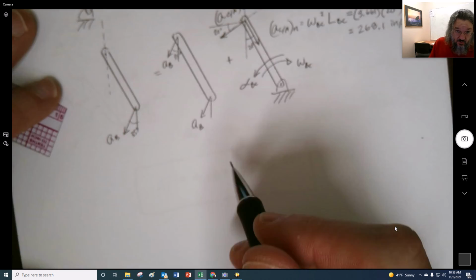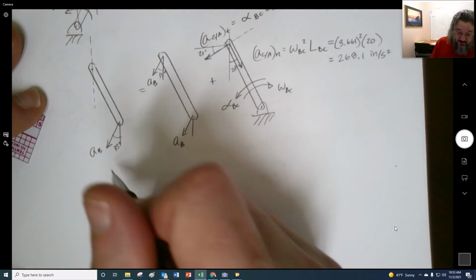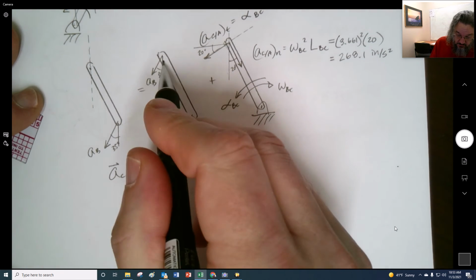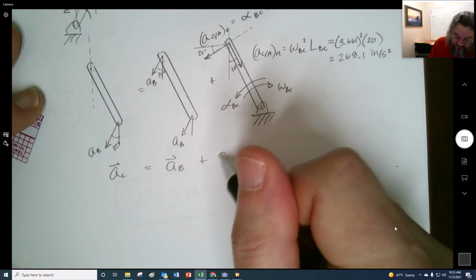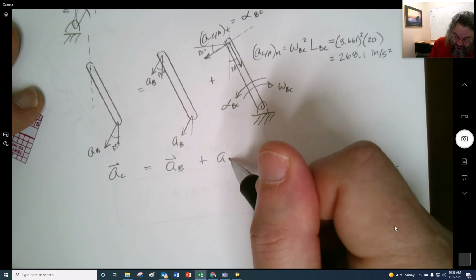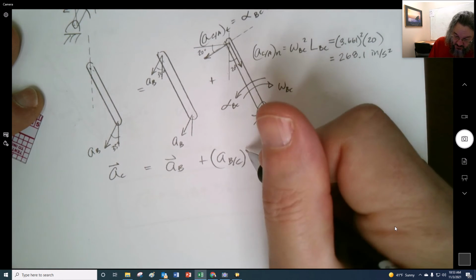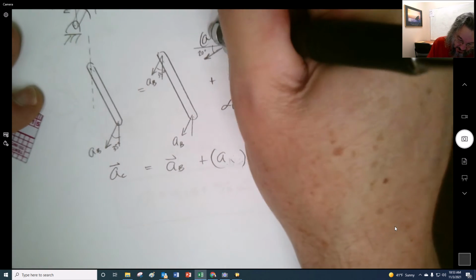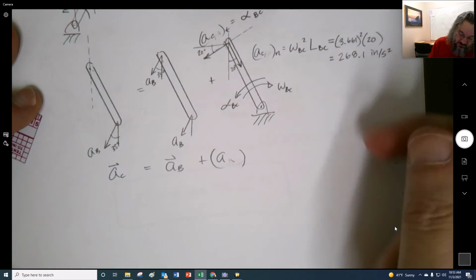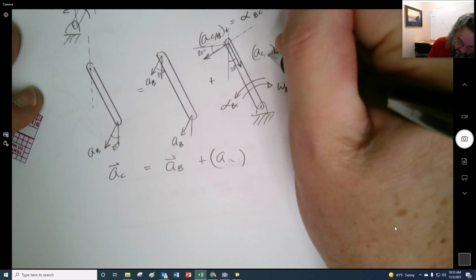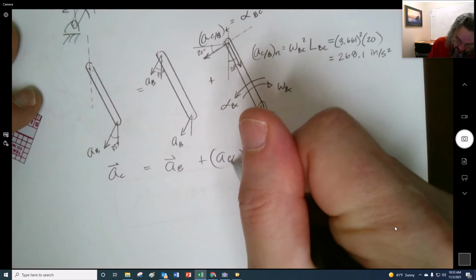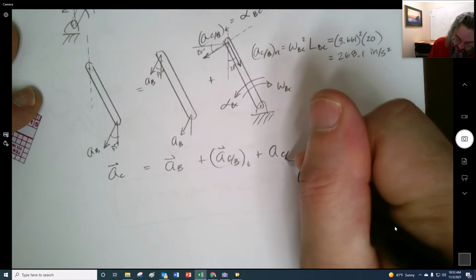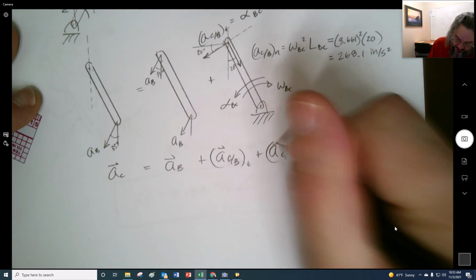So the equation we're writing that corresponds with this 3 diagram is the acceleration of c is equal to the acceleration of b plus the acceleration of c with respect to b. I said that wrong, and I wrote that wrong too. There you go. Sorry about that. Plus the acceleration of c with respect to b in the normal direction.